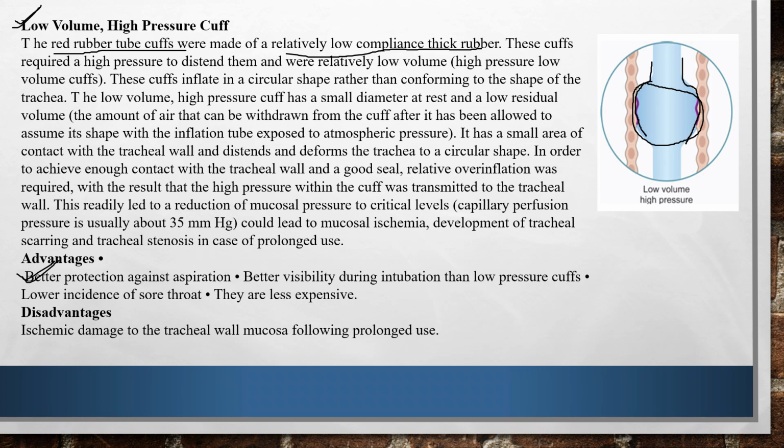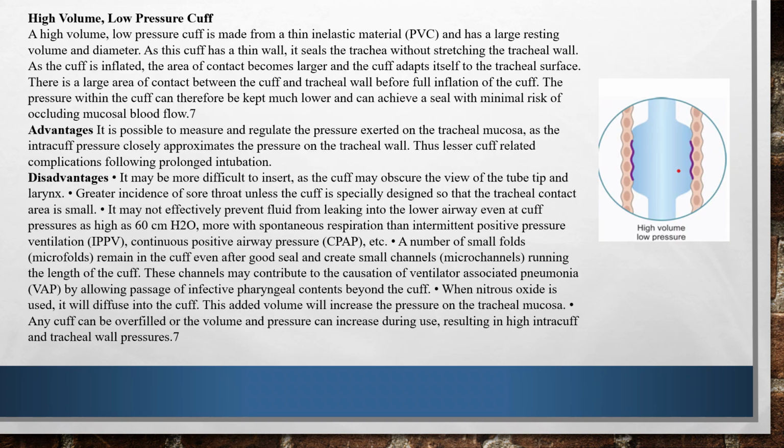The main point of it is that the volume will be low and the contact area to the tracheal wall will be low, but the pressure will be high. As the pressure will be high, it will cause mucosal injury. Now we will understand the high volume and low pressure cuff.